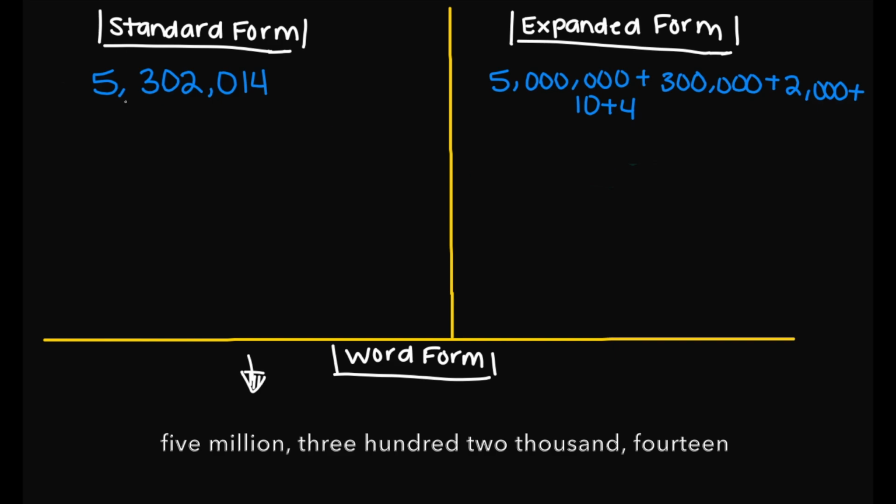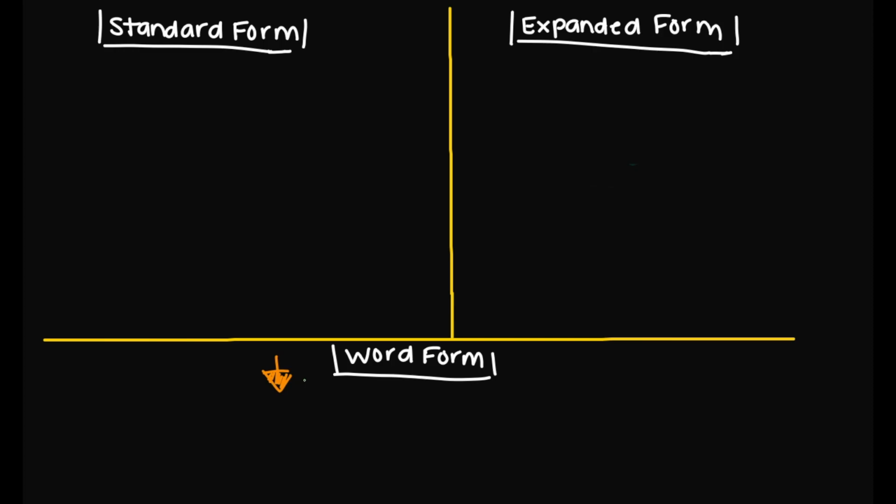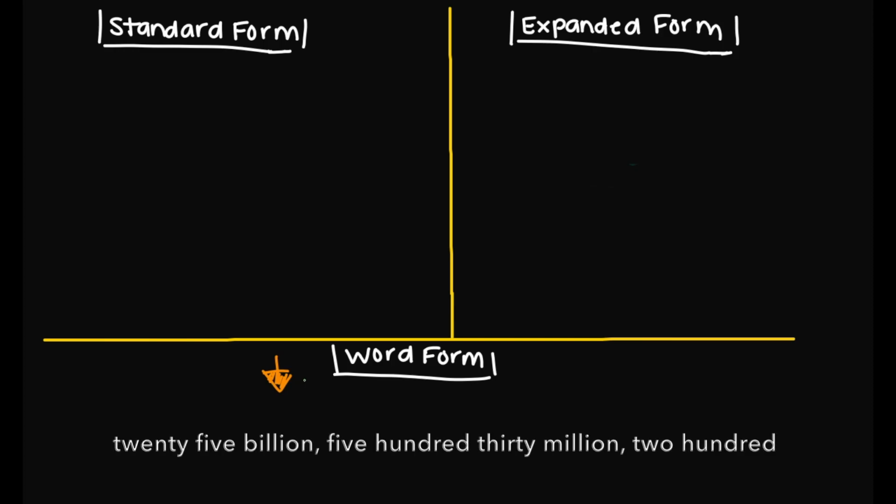And if you need help with your expanded form, this is a good way to help you out. So 5 million, 300,000, then you have 2,000, and then you have 10, and then you have your 4 here. So let's look at this example. Let's say your word form is 25,530,200. So I'll say it again. It's 25,530,200. So let's write it in standard form.